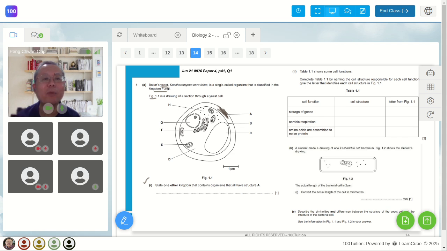Okay, let me just explain why it's a cell wall, or maybe let me just explain what we learned earlier. Let me just bring out the eraser first. Oops, I rubbed off everything. Can I undo that? Okay, never mind. Let's leave it.